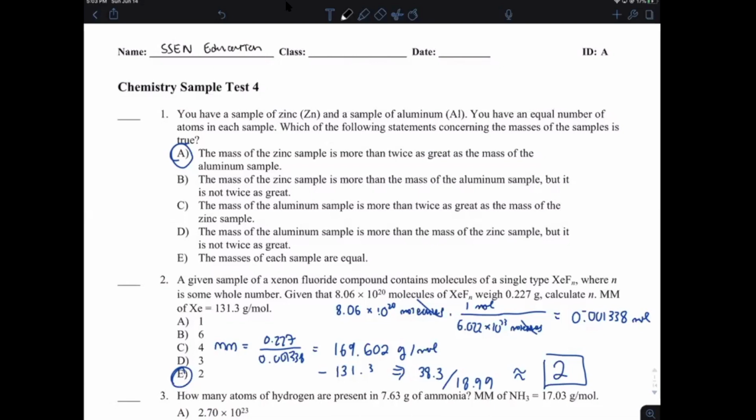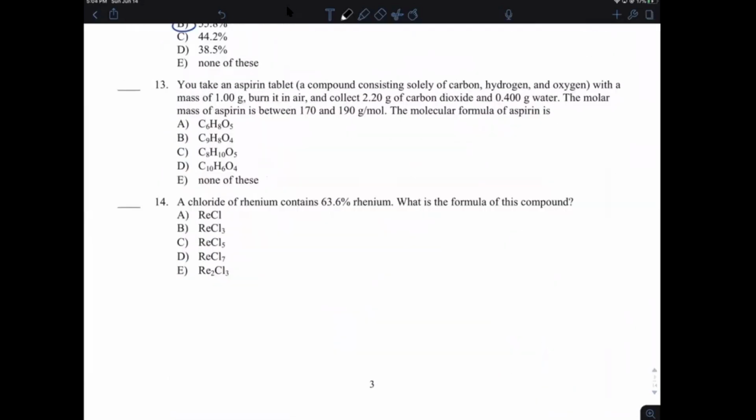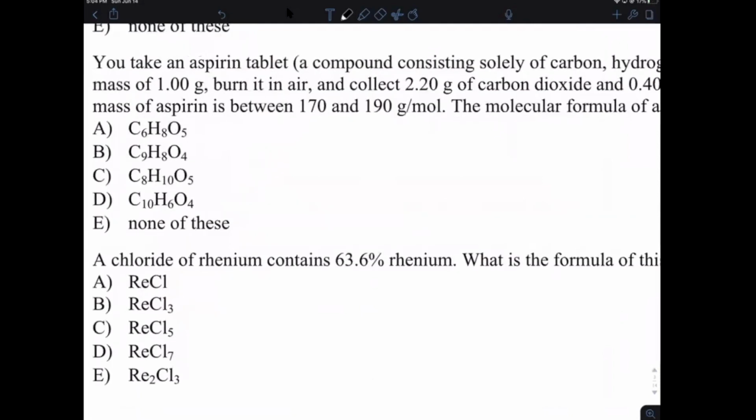Okay, number 13, I'm gonna go look for it, one second. Okay, so for this one, I think what you're supposed to do is calculate the mass fraction of C, H, and O, so you can get the grams of C, H, and O in aspirin. So to get grams of carbon, what we have to do is do the mass fraction times grams of CO2 that we have.